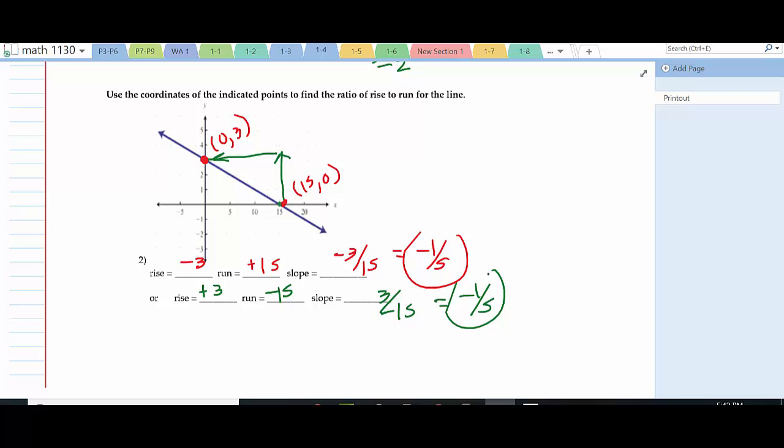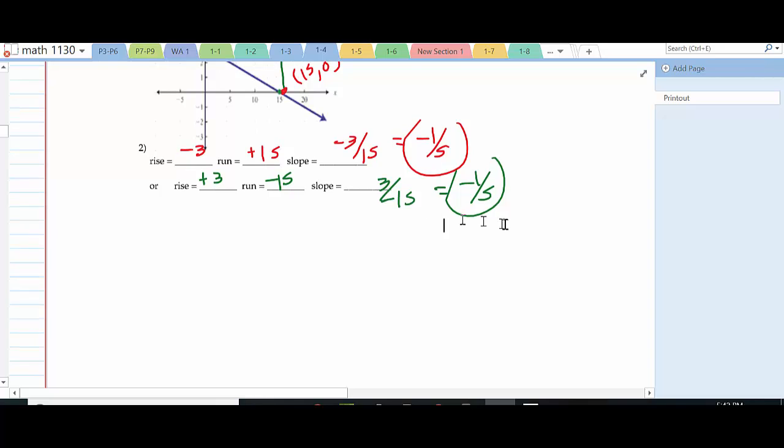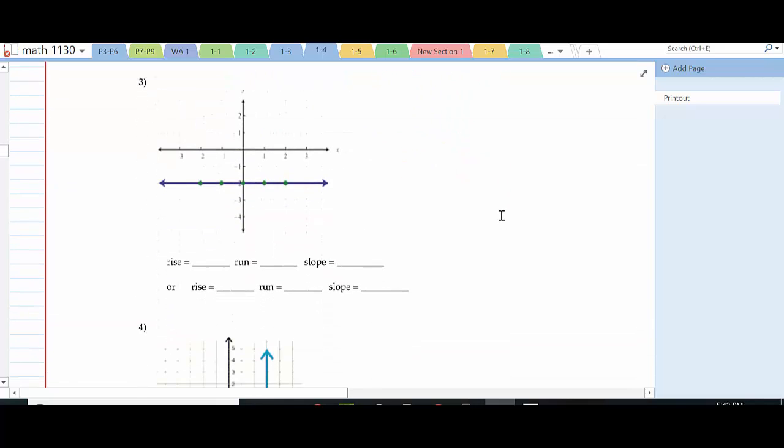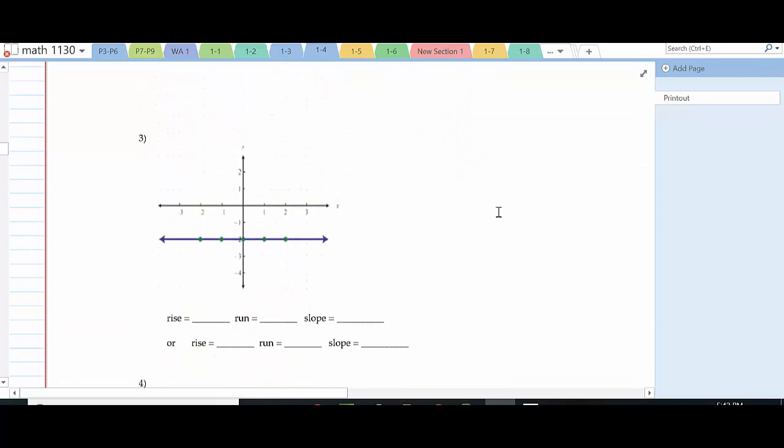You guys remember that okay from your background? Okay? And if you take calculus, slope is a real big deal. It shows up all the time. It's a big part of calculus. Okay, 2 other cases.